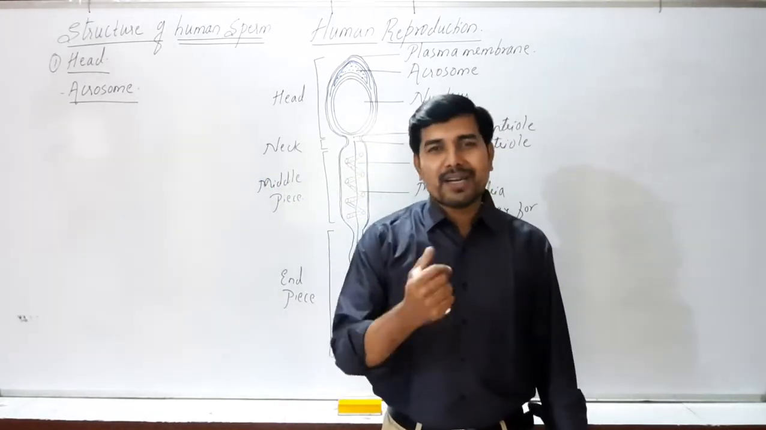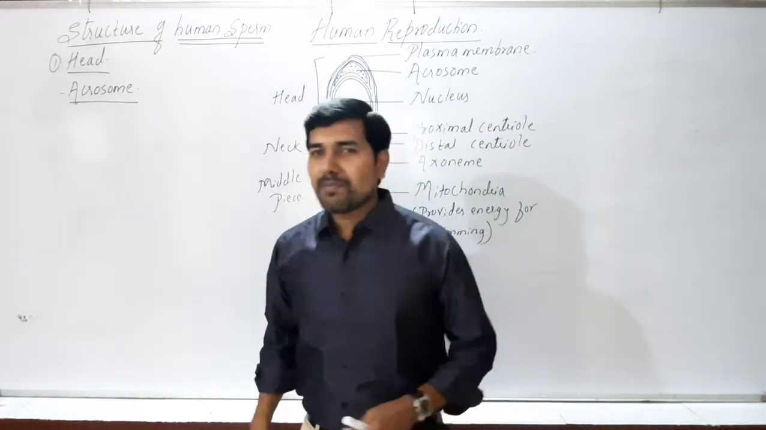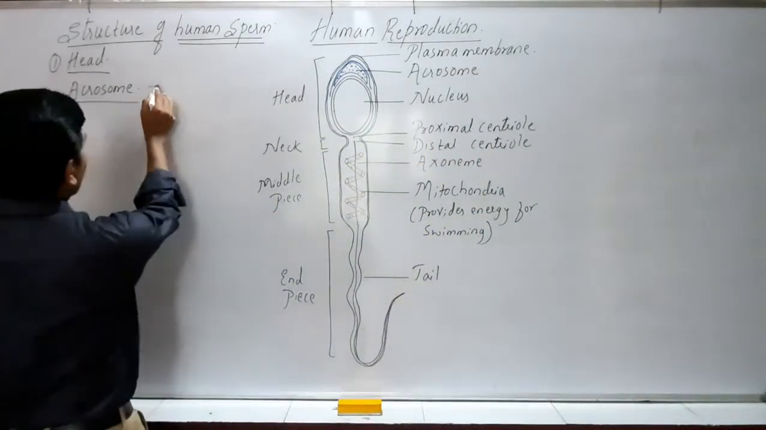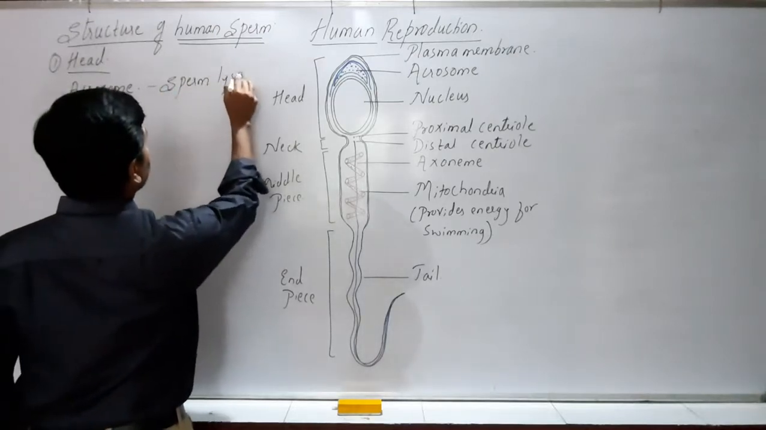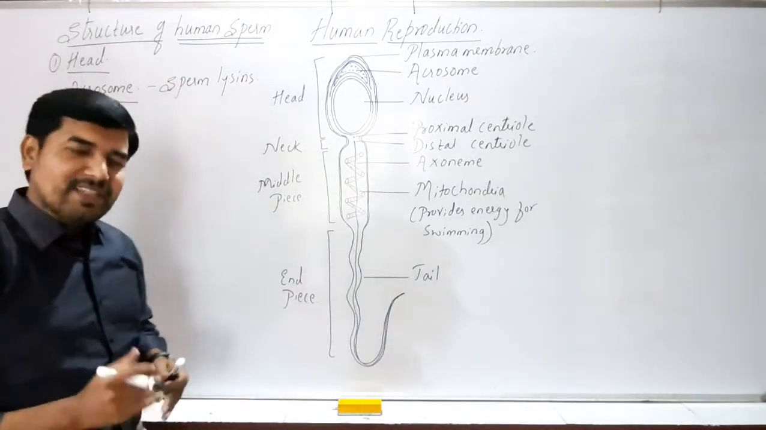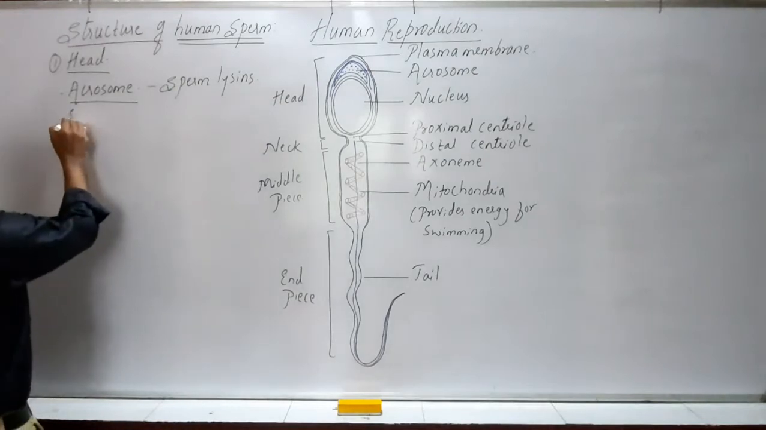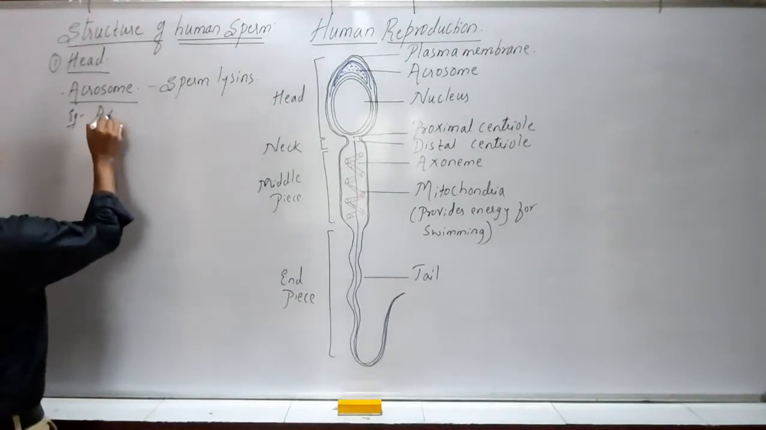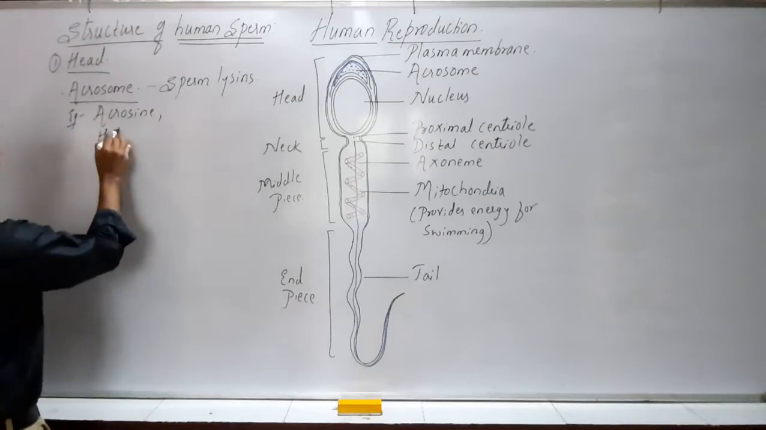This acrosome consists of certain lytic enzymes. We call them sperm lysins. As it contains lytic enzymes, what are these lytic enzymes? They include lytic enzymes like acrosin, hyaluronidase.